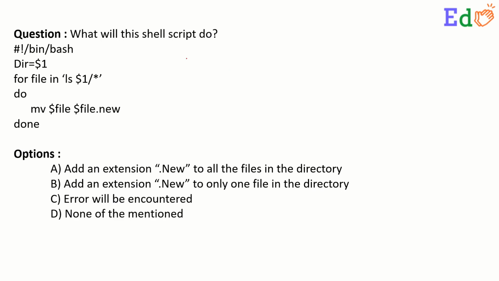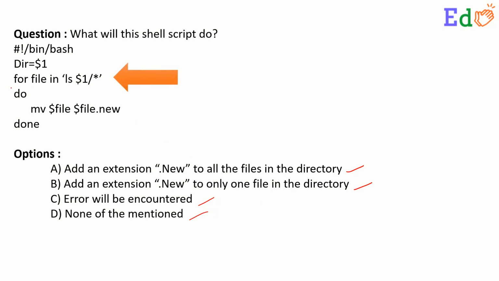What will this shell script do? Is it option A, add an extension .new to all the files in the directory? Or option B, add an extension .new to only one file in the directory? Or option C, error will be encountered? Or option D, none of the mentioned?